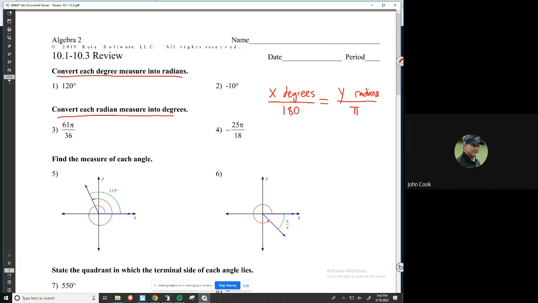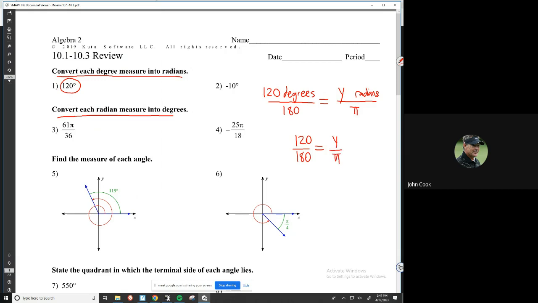Watch what I'm going to do. I want to convert from degrees to radians. So 120 is 120 degrees, so that's going to be my x value. I'm just going to plug that in over here: 120 degrees over 180 equals y radians. So what I'm going to do is solve for the y value. Here's the proportion that I get: 120 over 180 is equal to y over pi.